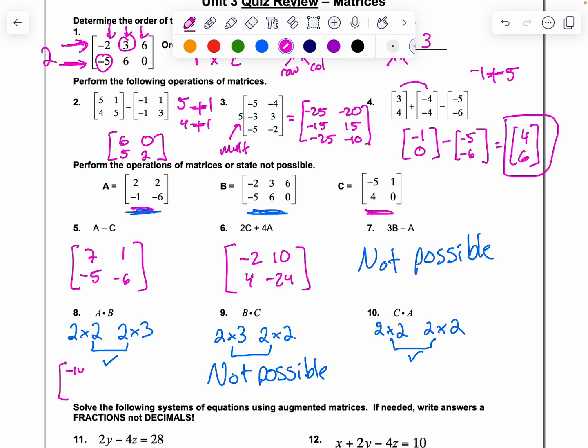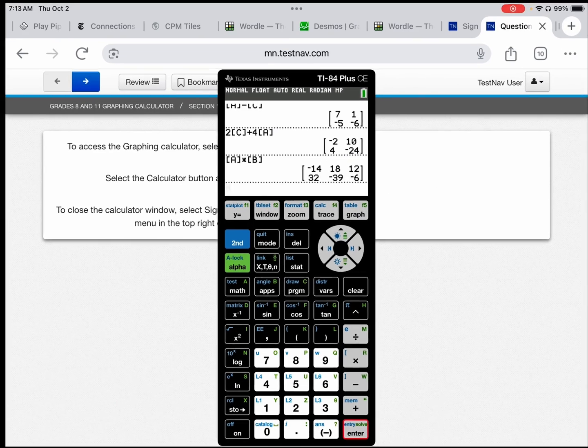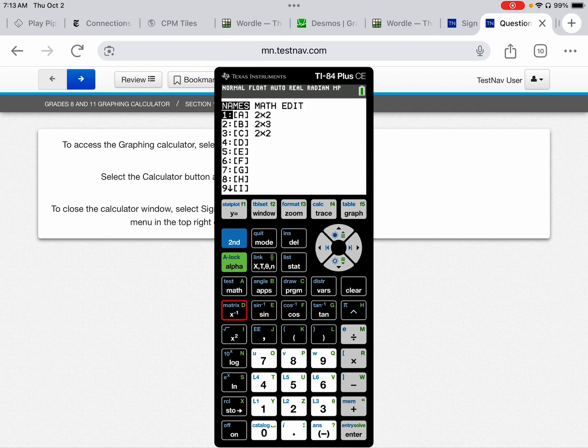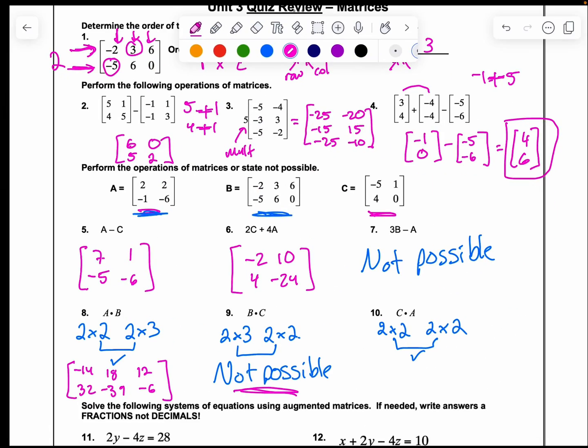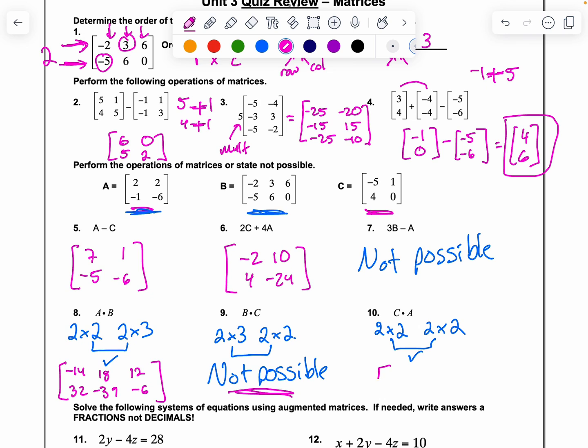So -14, 18, 12, 32, -39, -6. And then we don't have to do 9 because it is not possible. So we're going to jump to 10. So 10 is C times A. So second matrix C times second matrix A. So there's our answer for that one. So we got -11, -16, 8, and 8.